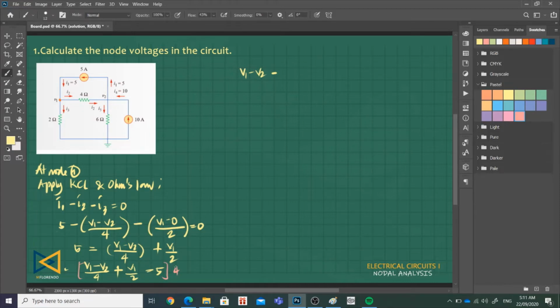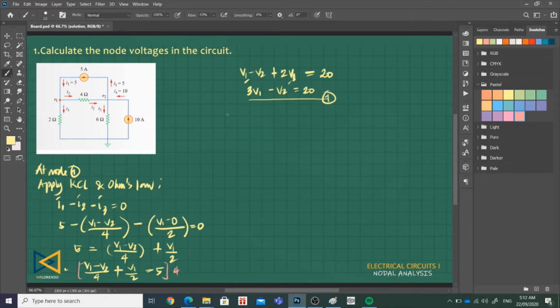Okay, V1 over 2 times 4. 4 over 2 is 2 times V sub 1. That is 2 V sub 1, and this is positive. So, V sub 1, and then equals 5 times 4. 5 times 4 is 20. Simplify natin. Combine like terms. Parehas ito. 3 V sub 1 minus V sub 2 equals 20. So, this is our equation 1.